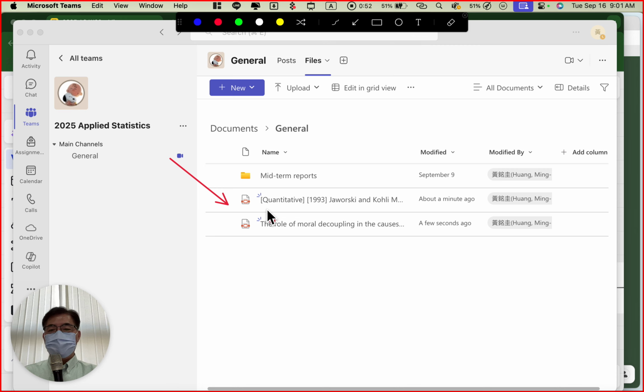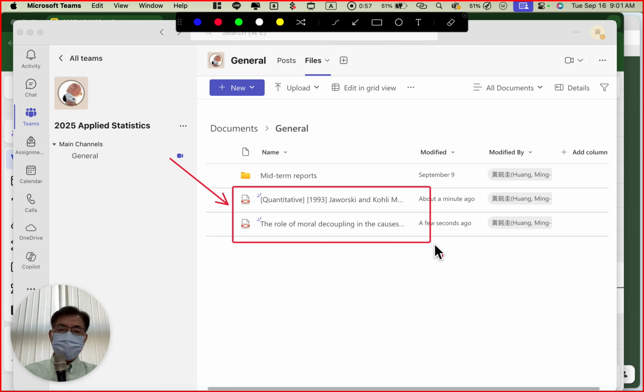To your notebook. I think the first article relates to marketing. So I'd like you to take a look. It's quantitative. And the second one will belong to, I think, organizational behavior. Sorry.